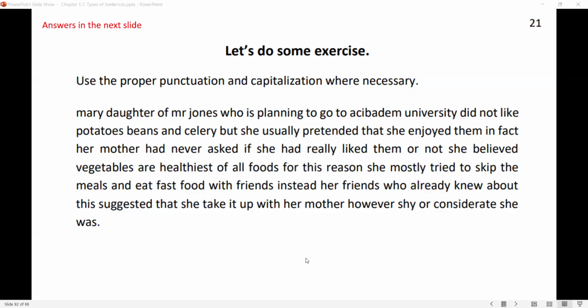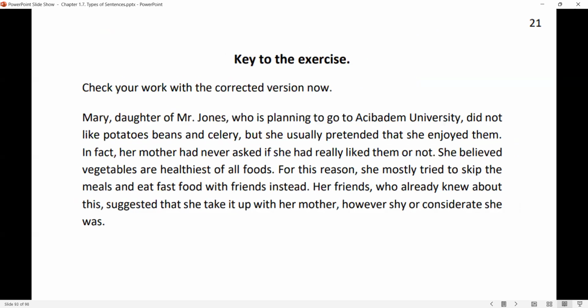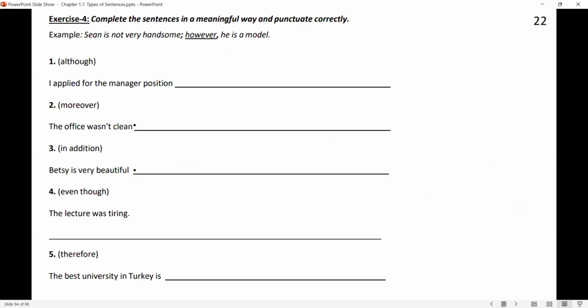Okay, I assume that you're ready. I just show you the answer key. I'm not going to read this one. All right. I assume you're ready to go forward. So this is the key to the exercise. Please check your answers. Now, exercise 4.